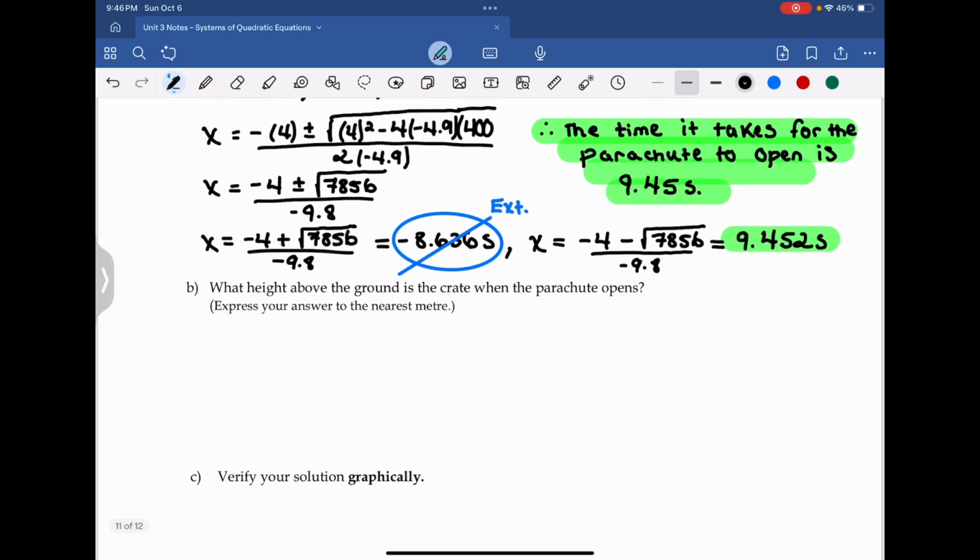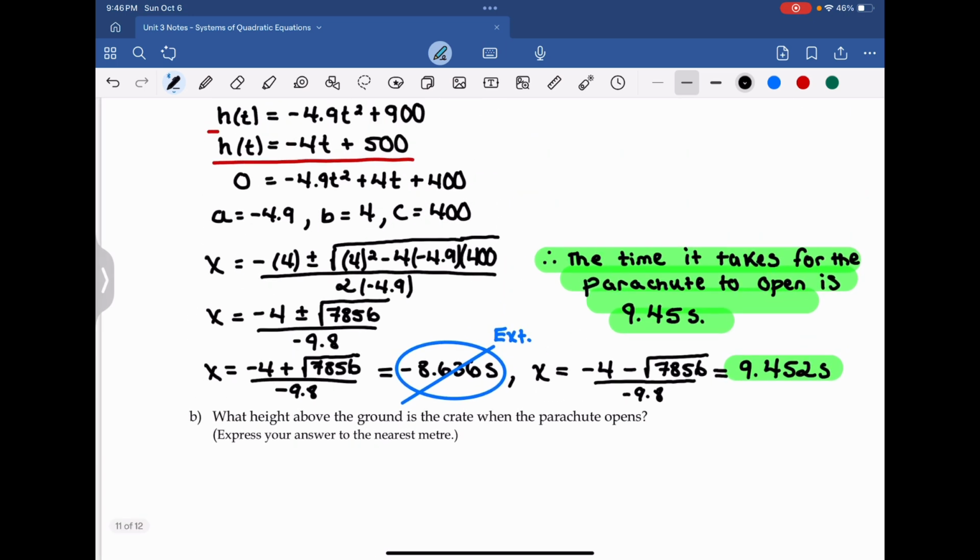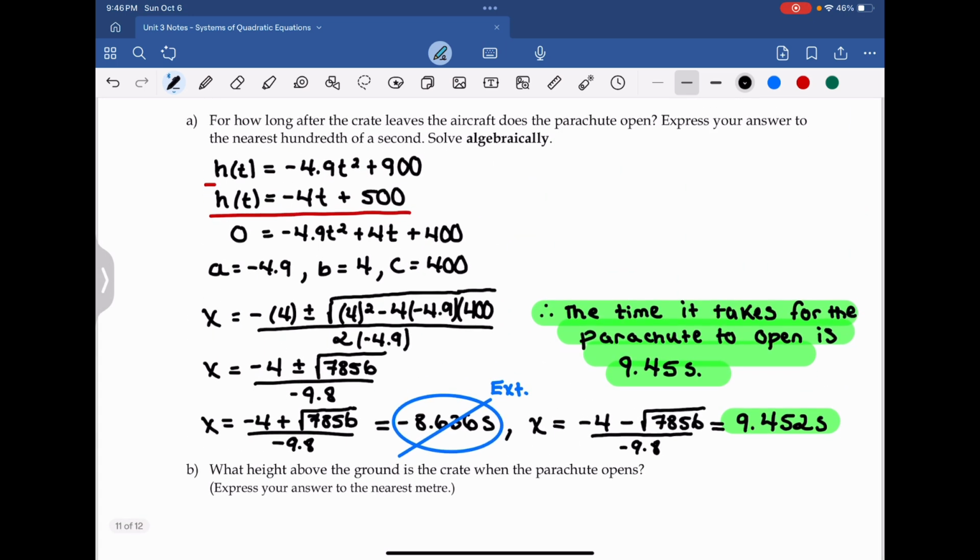All right, part B. What height above the ground is the crate when the parachute opens? Well, simply put, all we need to do is take this time and plug it into the formula. We can plug it into either one. Again, I always choose the simpler equation. It doesn't really matter which one, but the linear equation tends to be the simpler one. If they're both quadratics, just plug it into one.